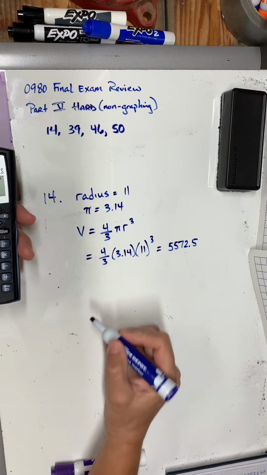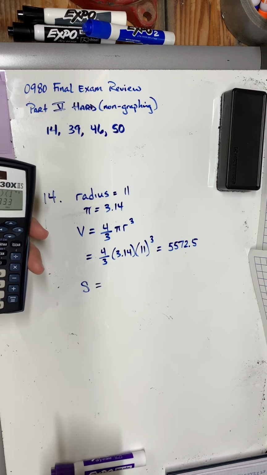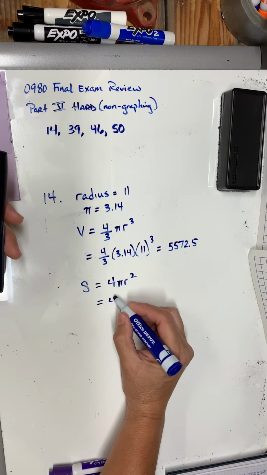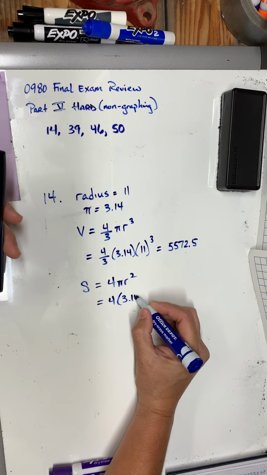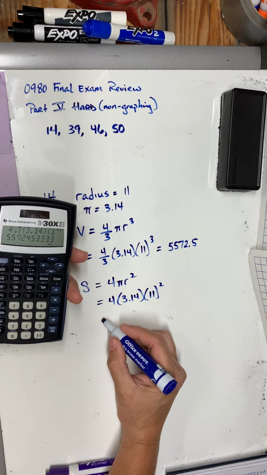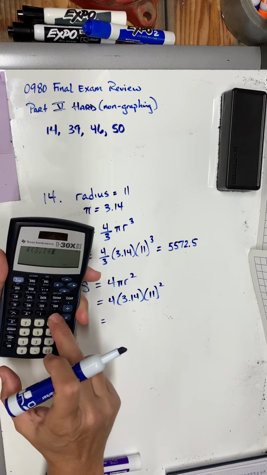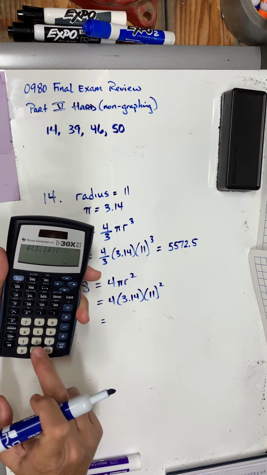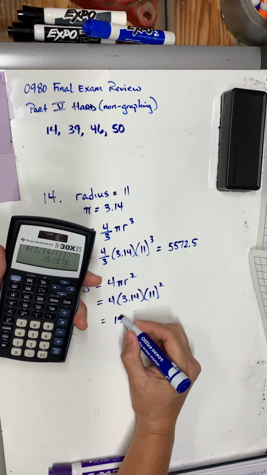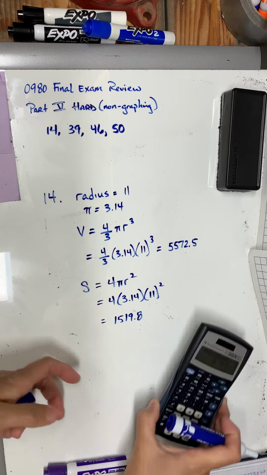Part 2 of this, they want me to do the surface area. And they tell me that formula is S, which stands for surface area, is 4 pi r squared. So same deal, I'm going to replace pi with 3.14, r with 11 squared, and again I can do this on my calculator. 4 parenthesis 3.14, close parenthesis, open new one, 11 squared. And I get 1519.8 if I round it.